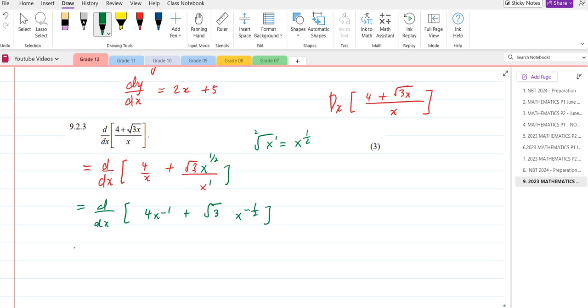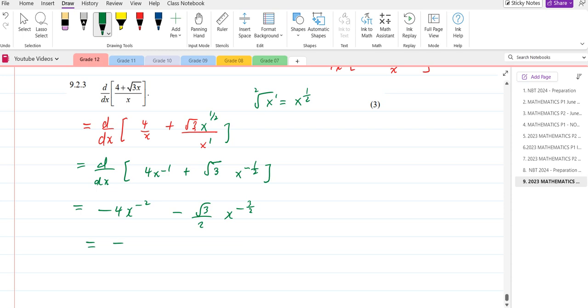Now we can differentiate. When you differentiate, you can drop the d/dx. So you get negative 4 times x to the power negative 2, plus, let's check, root 3 times negative half is negative root 3 over 2. Take away 1 from the power: minus half minus 1 is minus 3 over 2. So now we write this in positive exponent form: minus 4 over x squared minus root 3 over 2 x to the power 3 over 2.